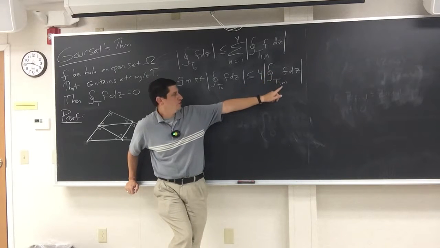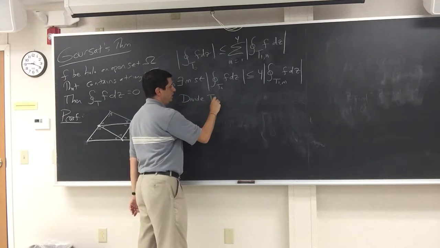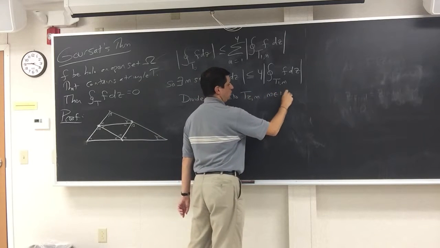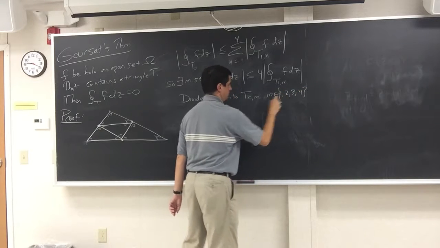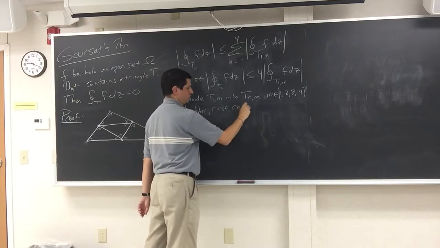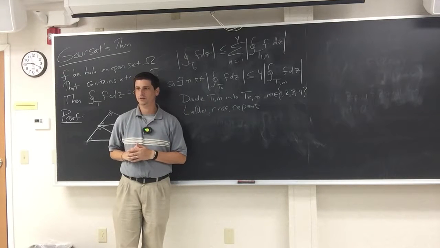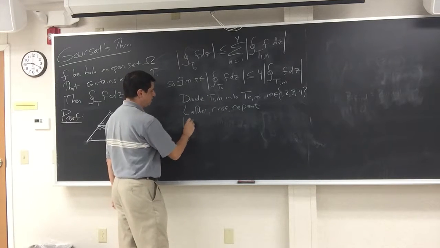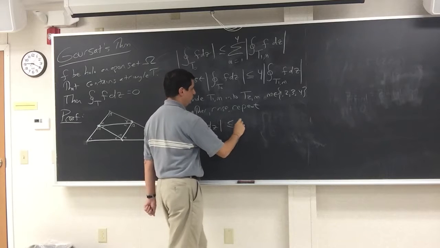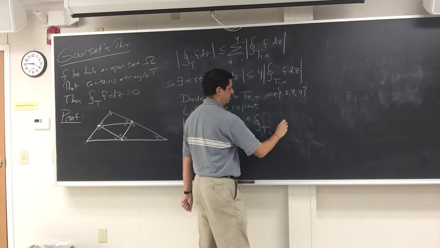So we choose one of these triangles, then we divide up T1m into T2m, m in 1, 2, 3, 4. And then lather, rinse, repeat, the shampoo instructions, right? You just keep doing this, and you get a chain of triangles. Now what you'll have is the absolute value of the integral over the original triangle of f dz is going to be less than or equal to 4 to the n times the integral over some triangle Tnm of f dz.